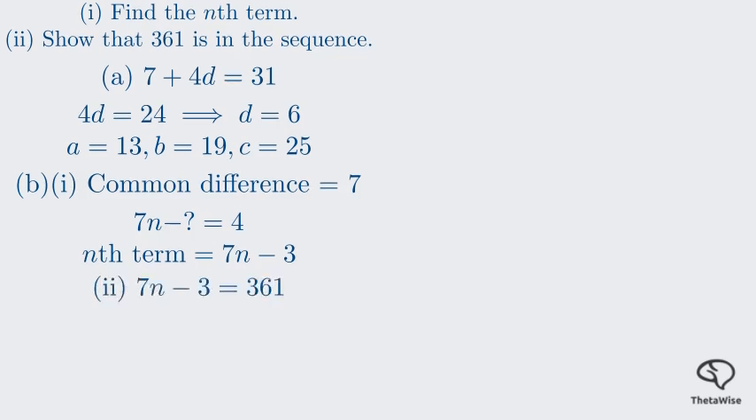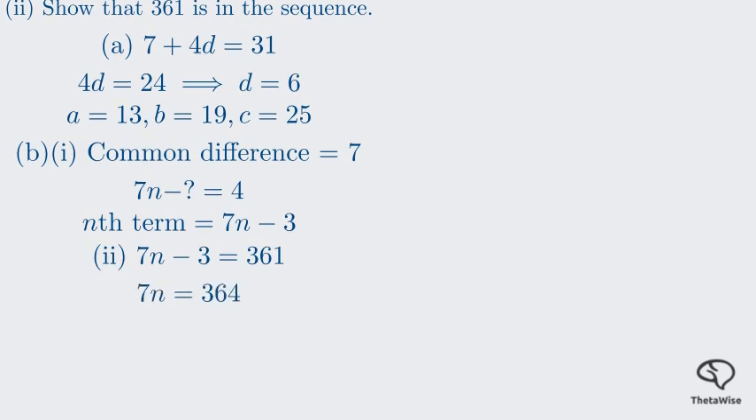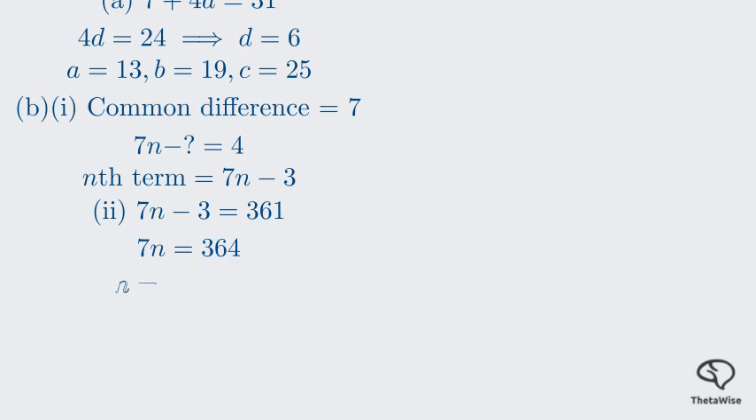In Part B2, to show 361 is in the sequence, set the formula equal to 361 and solve for n. 7n equals 364. n equals 364 divided by 7, which is 52. Since n is a whole number, 361 is the 52nd term of the sequence.